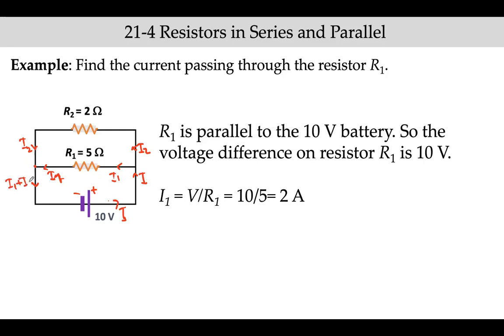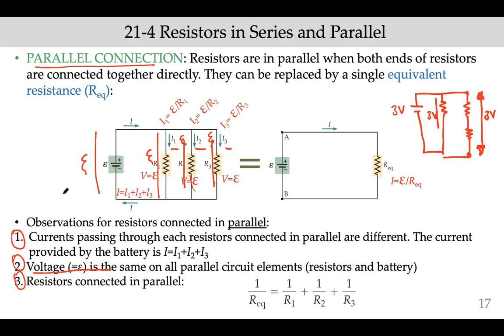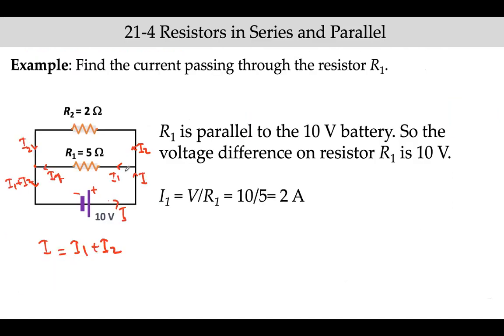So at this point, they will combine to make I1 plus I2. And indeed, that's actually the definition of I. It splits into two, and those two combine to make, again, I. So I is equal to I1 plus I2. This is actually the first rule here. So the total current that goes through the battery is equal to the sum of the currents on each parallel section of the circuit.